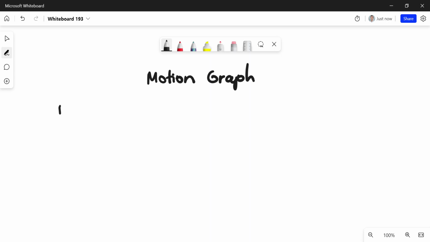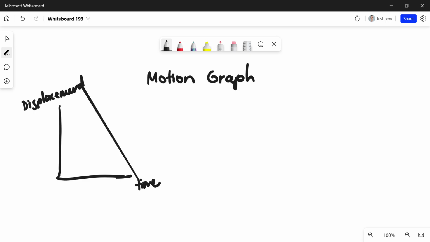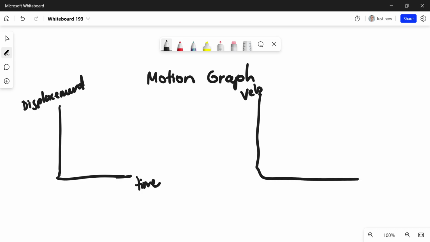So when we have a motion graph, there are two key types we're going to be analysing. The first one is what we refer to as a displacement time graph. What that means is that on one axis we have displacement, which will be on the y-axis, and on the x-axis we have time. The other type of graph we're really going to focus on is a velocity time graph, which again means that velocity is on the y-axis and time is on the x-axis. What we'll be able to do is tell a bit of a story about what's actually going on here.